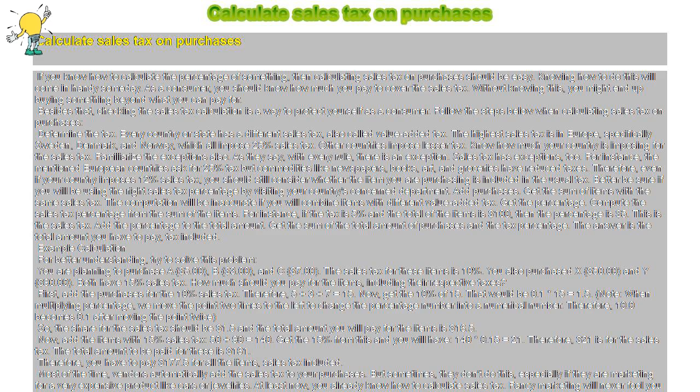First, add the purchases for the 10% sales tax. Therefore, 5 plus 3 plus 7 equals 15. Now, get the 10% of 15. That would be 0.1 times 15 equals 1.5.